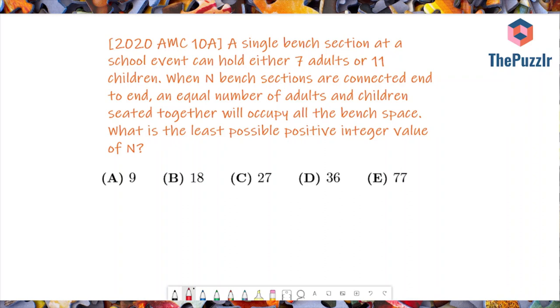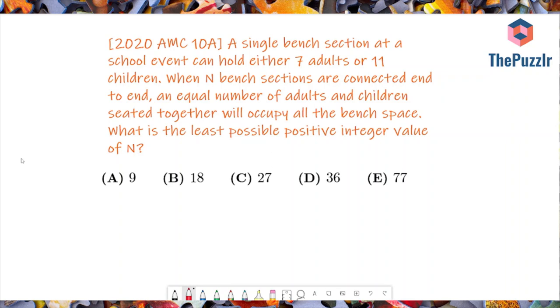So from the 2020 AMC 10A, a single bench section at a school event can hold either 7 adults or 11 children. When n bench sections are connected end to end, an equal number of adults and children seated together will occupy all the bench space. What is the least possible positive integer value of n? So here, 7 adults or 11 children, right?